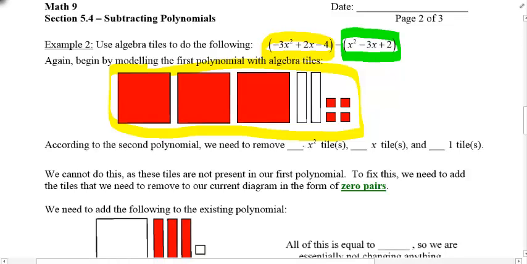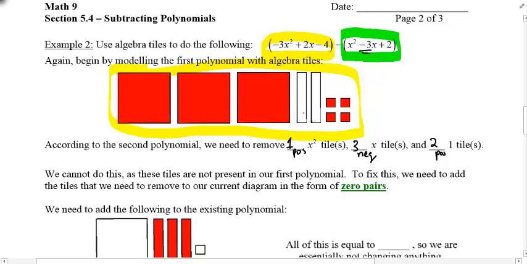We're going to have to remove 1 positive x squared tile. And then I'm going to remove 3 negative x tiles. And then 2 positive 1 tiles. Now, can we do this? I only see negative x squared tiles, but I'm supposed to remove 1 positive one. I don't even see it. How do I remove something I can't see?